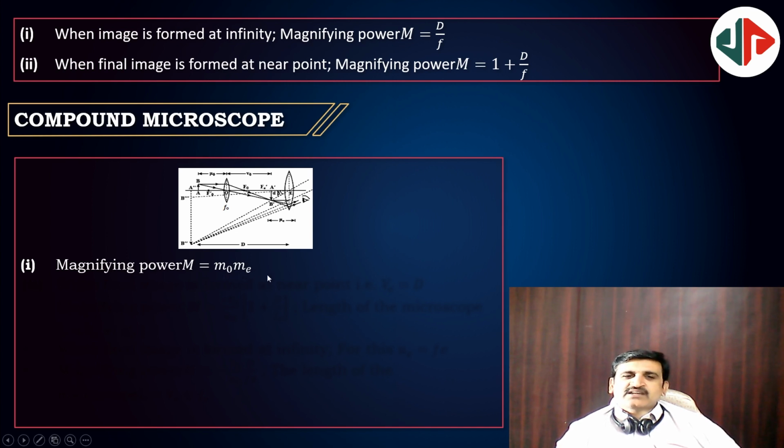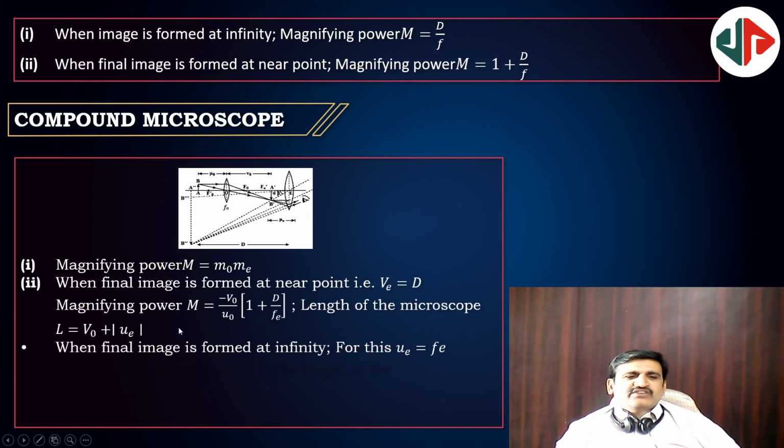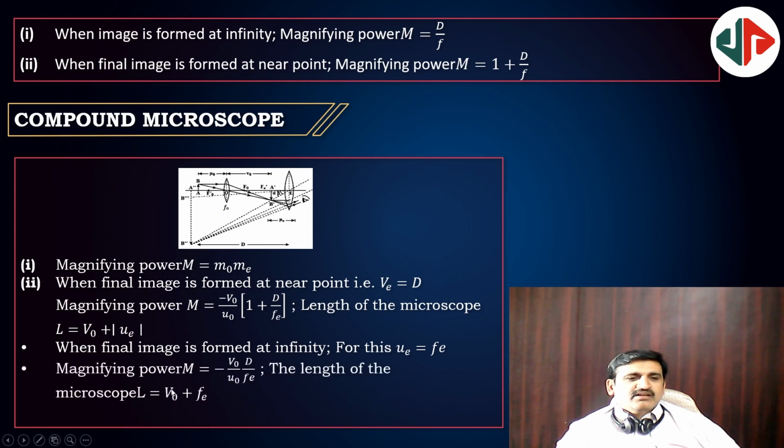ME is the eyepiece magnification, whichever is towards the eye. Different formulas of magnification, magnifying powers: M is equal to minus V0 by U0 into 1 plus D by FE. When the image is formed at infinity, for UE equal to FE, and image formed at infinite distance, then M is equal to minus V naught D by U naught into FE.